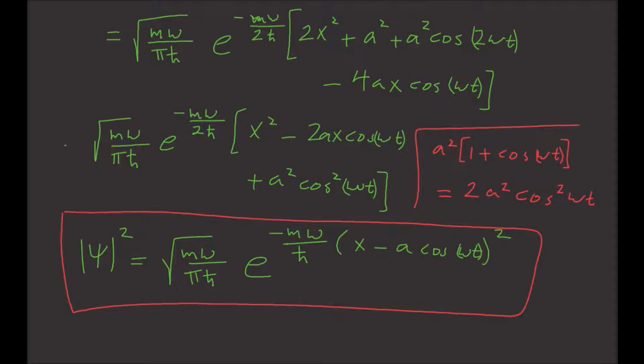So the wave packet is a Gaussian of fixed shape whose center oscillates back and forth. Okay, so the center of this Gaussian packet oscillates back and forth with amplitude a and frequency omega. So this is the amplitude, this is the frequency.